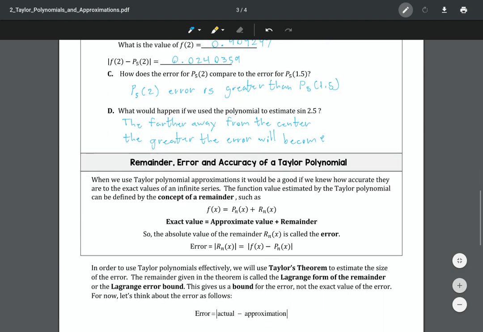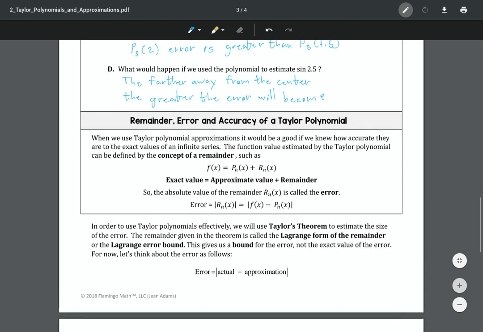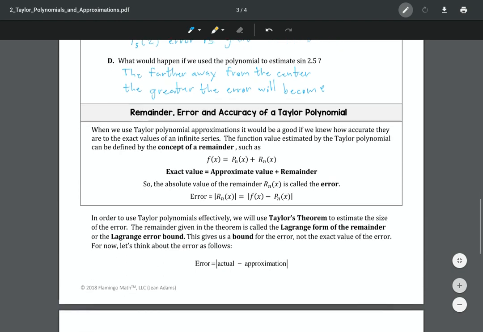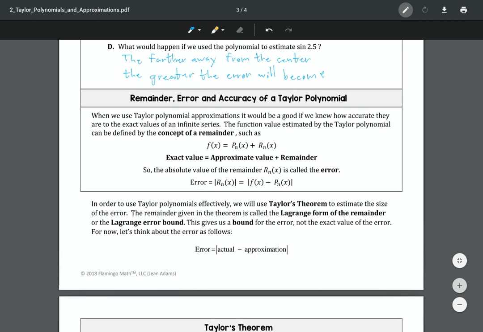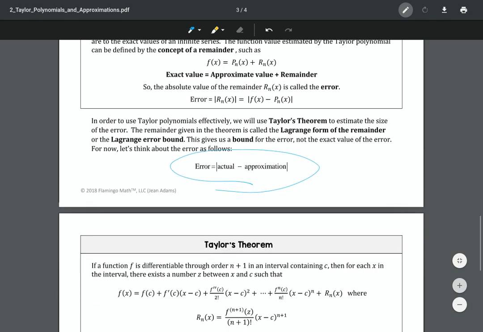Okay. Now they also have some stuff over here, which is basically the same thing, okay? They're going to talk about this in more detail later on. In order for you to use the Taylor polynomials effectively, we'll use Taylor's theorem to estimate the size of the error. The remainder in the theorem is called the Lagrange form of the remainder, or the Lagrange error bound. This gives us a bound for error, but not the exact value of the error. For now, let's just think about the errors as follows: the absolute value of the actual minus the approximation.